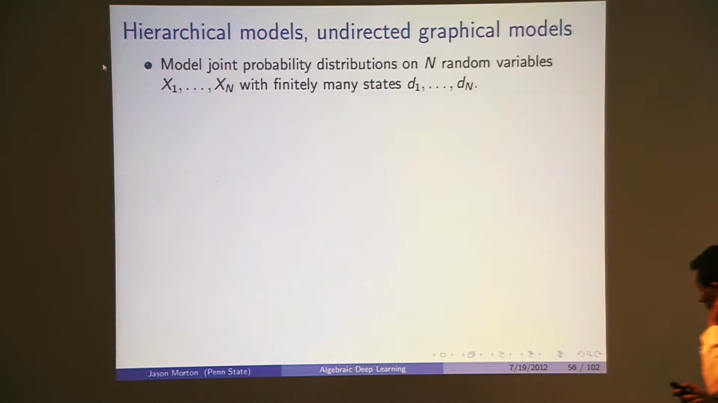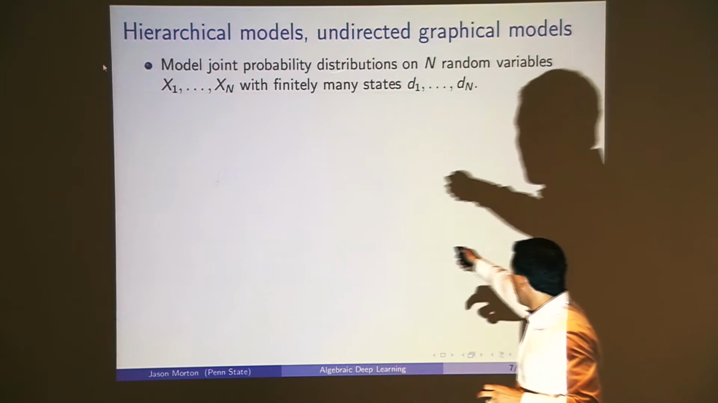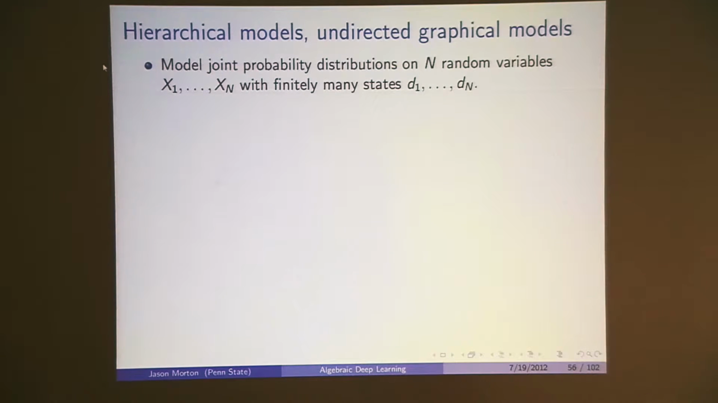Okay, so here's a hierarchical model or an undirected graphical model. An undirected graphical model is defined by an undirected graph, and a hierarchical model is defined by a simplicial complex. Not all undirected graphical models are hierarchical models, but not conversely. So we have n random variables, x1 up to xn, and I'm thinking of them all as having finitely many states. There's a way to adapt this technology to the Gaussian case, but I don't want to talk about that today. It'll take us too far afield.